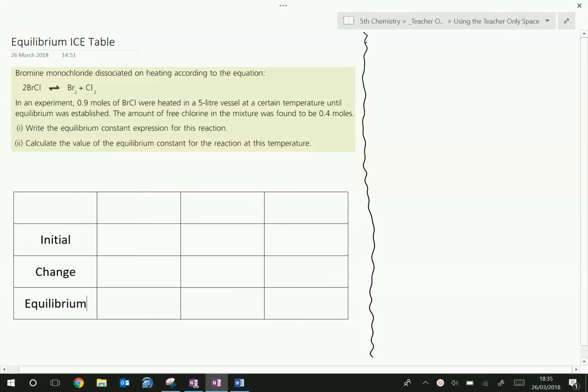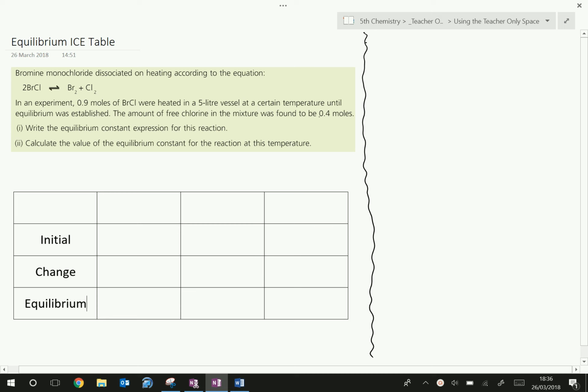In this question we're told bromine monochloride dissociates on heating according to the equation. In an experiment, 0.9 moles of bromine monochloride was heated in a 5 litre vessel at a certain temperature until equilibrium was established. The amount of free chlorine in the mixture was found to be 0.4 moles.